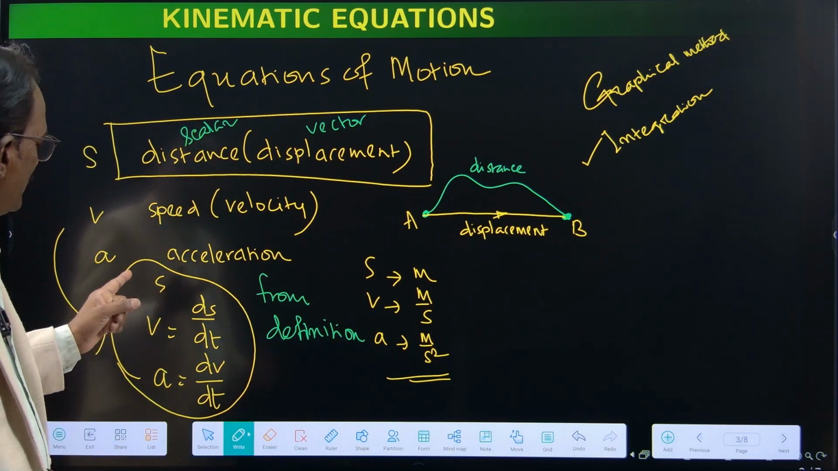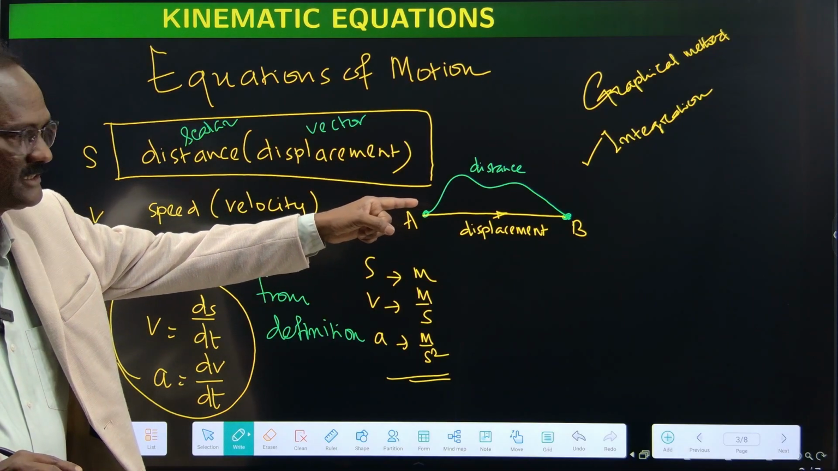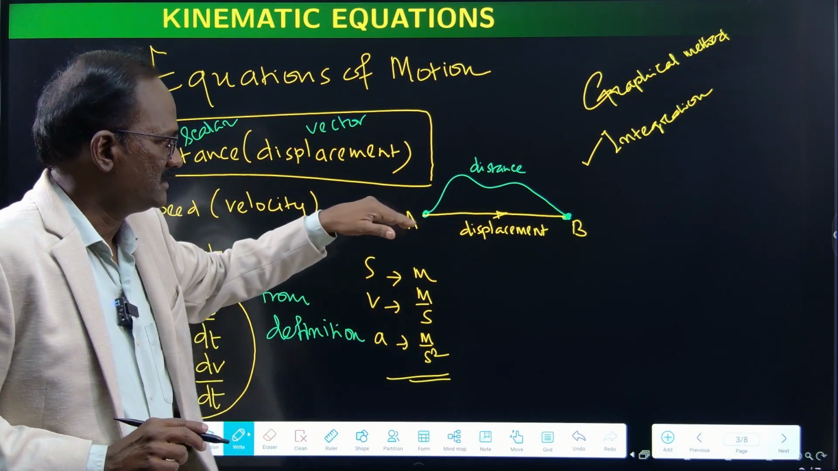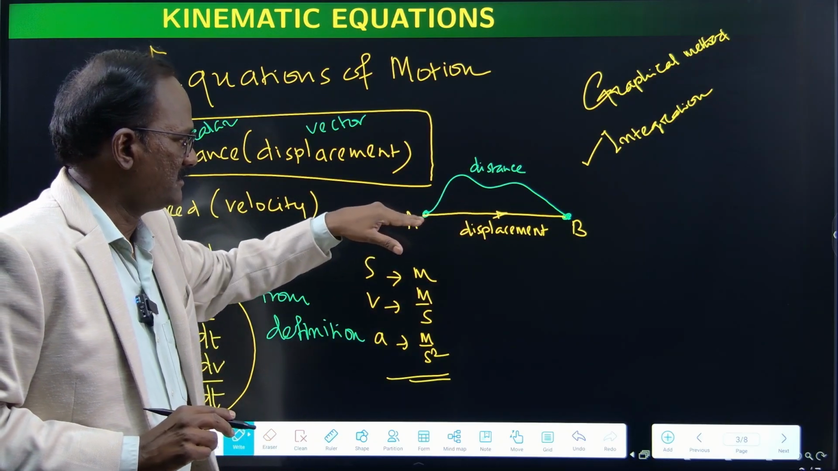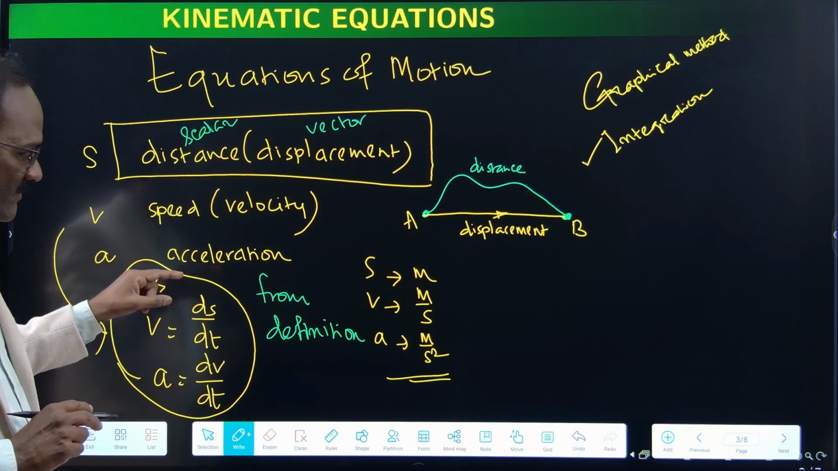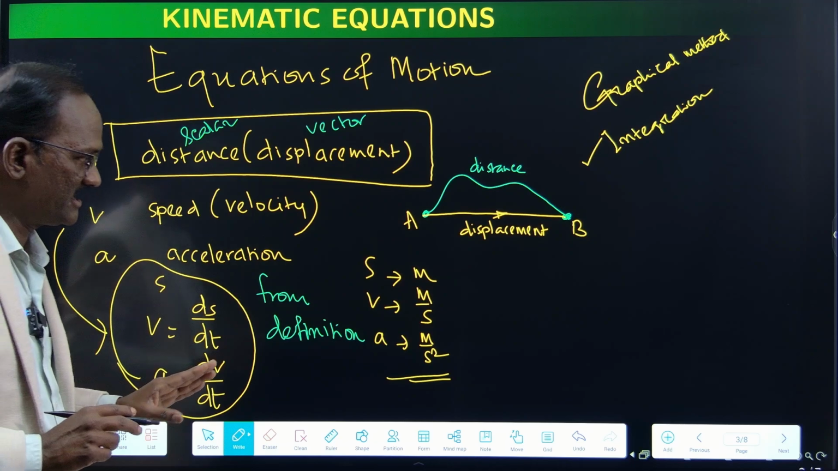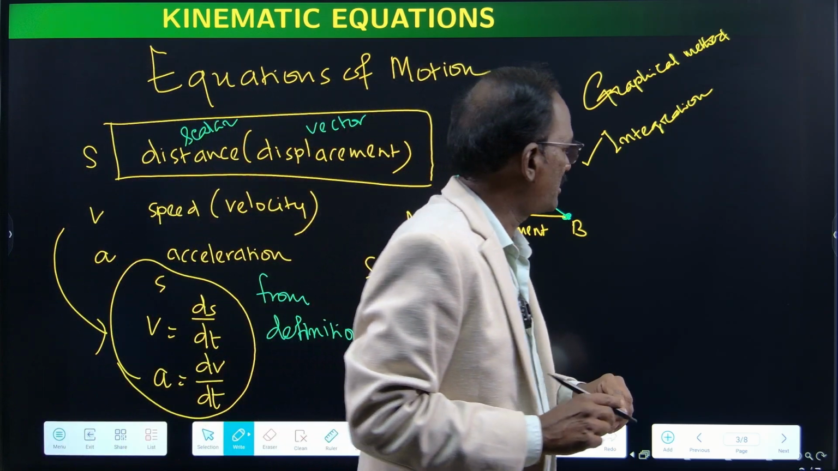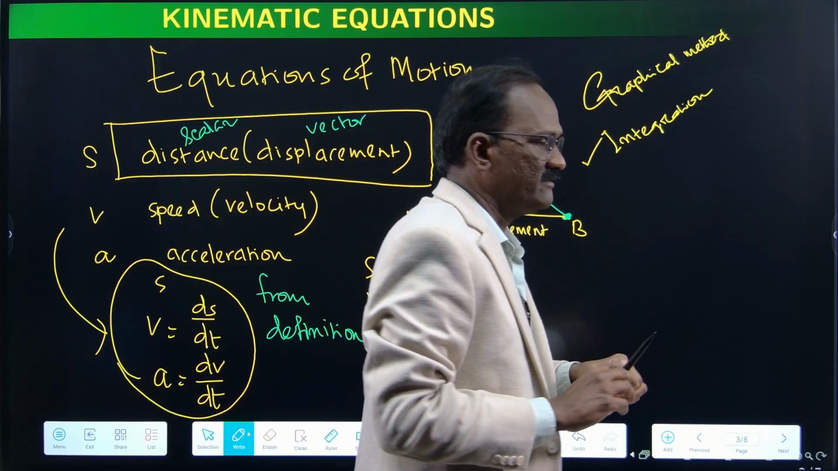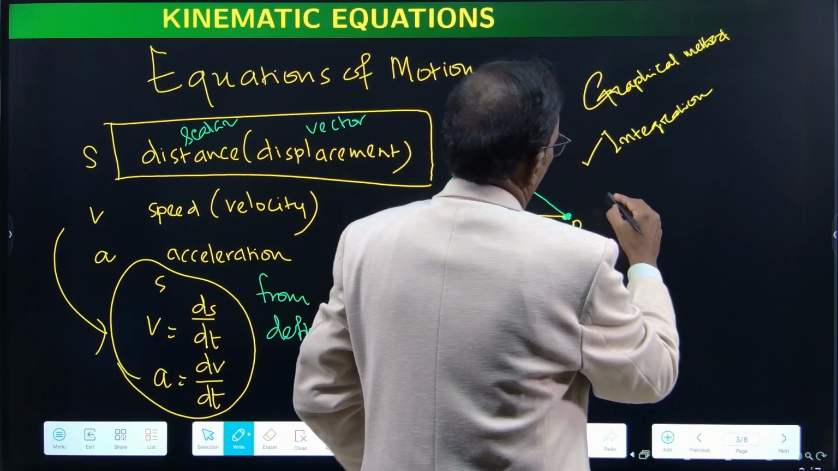S is the distance or displacement, the length of the path it traveled, or the length of the displacement, the length of the straight line, right? Then a change in the distance or displacement, and a change in the velocity. So these three equations are used to derive the kinematic equations, or equations of motion.